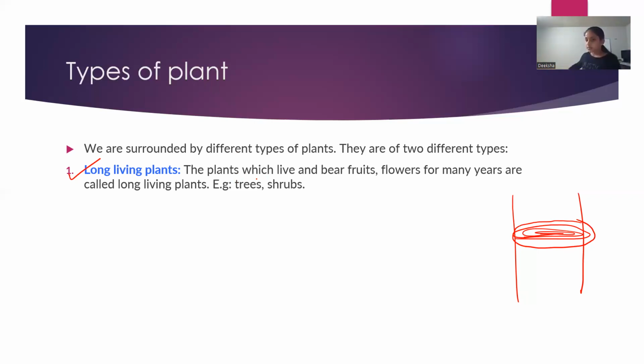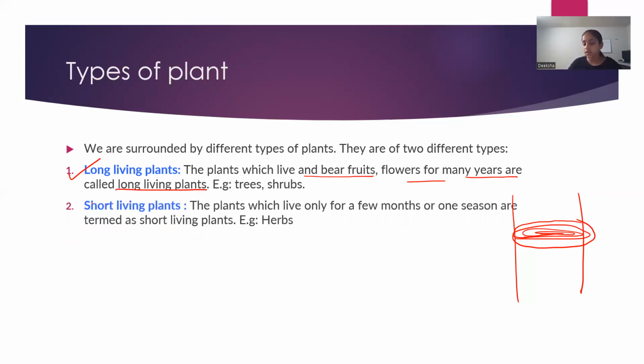Okay, so plants which live and bear fruits and flowers for many years are called what? Long living plants. Example, trees and shrubs. Whereas short living plants are there for only a few months or only one season. Just like marigold. Marigold flower. Correct? Marigold flowers are what?